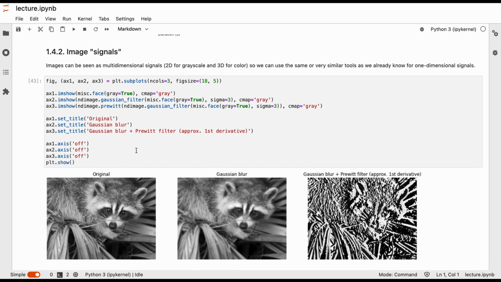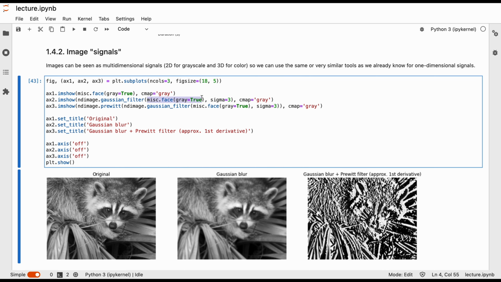Okay, finally, image signals. And as teased in the beginning, two very common functions that we can apply to images are a Gaussian blur and edge detection. So to apply a Gaussian blur, we can simply call the ndimage.gaussian_filter. We pass to that our image and again the standard deviation. So how much of the neighborhood should be considered when we do our averaging or blurring. And then the function that we have not seen yet is the prewitt function. And this is an approximation of the first derivative of an image.